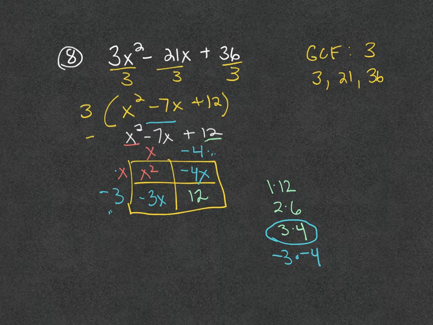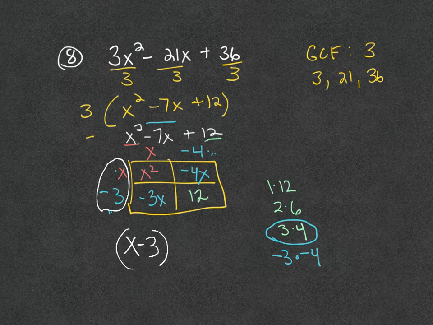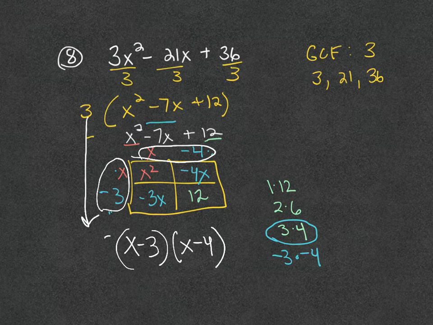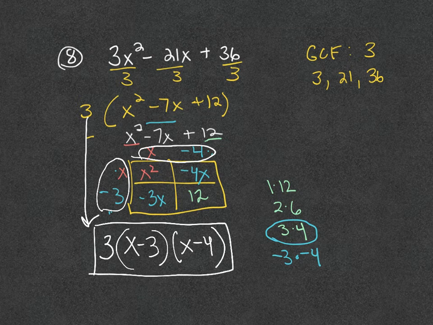So I'm ready to write my answer. And so this will be one of my factors, x minus 3. And here's the other factor, x minus 4. But I have to remember that I took out that GCF, and that has to become part of my answer also. And so this is my final factored answer. And remember, my goal is that if I multiplied these three things together, I would end up with this original quadratic trinomial.